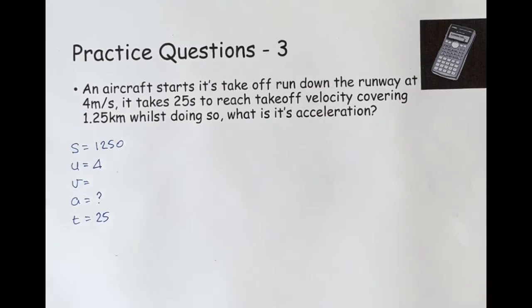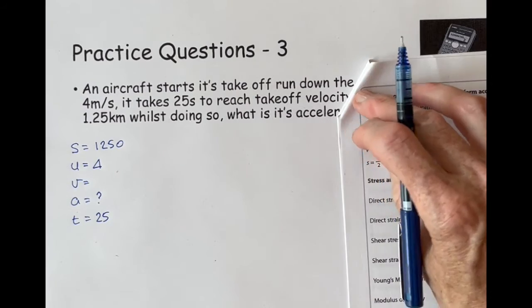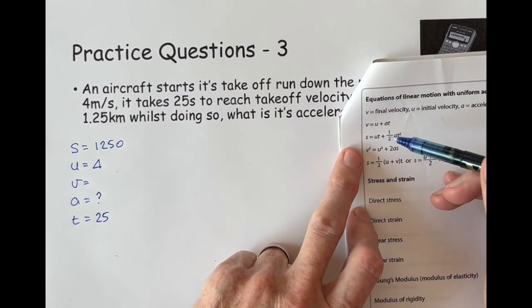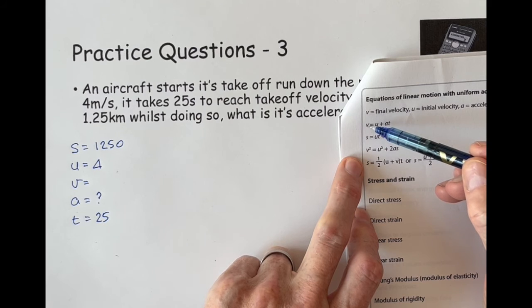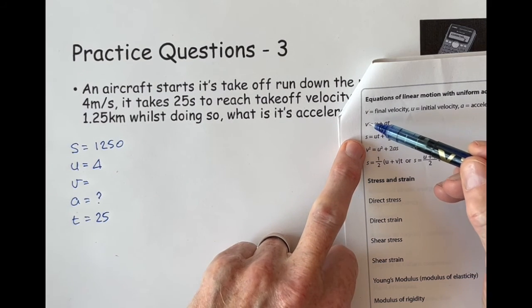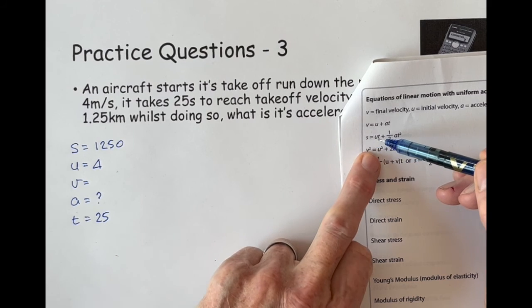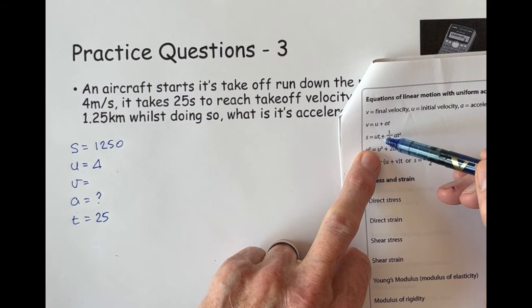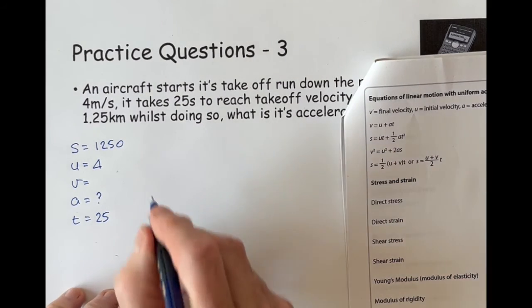So what we've got to do, using the formula sheet here, is to find an equation on the formula sheet which actually has all those things in it. The first one here has v, and we're not asked to find v, so it's no use. Second one, s, yes, we've got that. U, we know that. We know the time. And we're trying to find the acceleration. So this is the one to use here. Let's write it out.